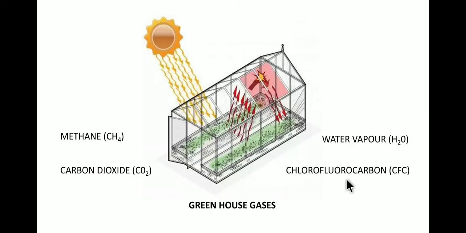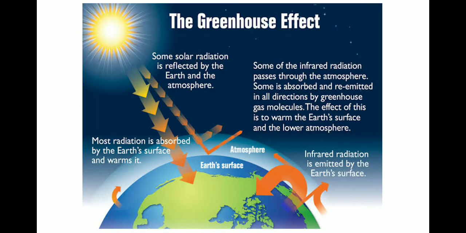In a similar way, our planet Earth also has a natural greenhouse effect. So here you can see the sun rays are incident on the Earth's surface. When sun rays come from the sun towards the Earth, they contain different ranges of energy. Some are of short wavelength and some are of long wavelength.